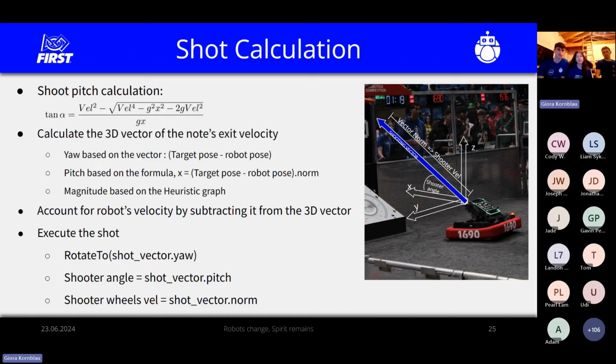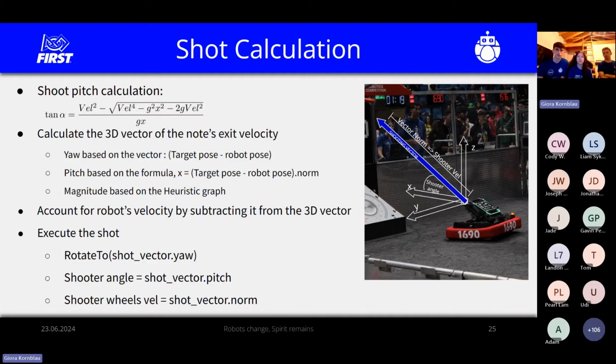And after we get the angle of the shooter, we are calculating a 3D vector that will feed our subsystems, and it will be as close to reality as we can. So we do the yaw based on the vector, which is the target pose minus the robot pose.